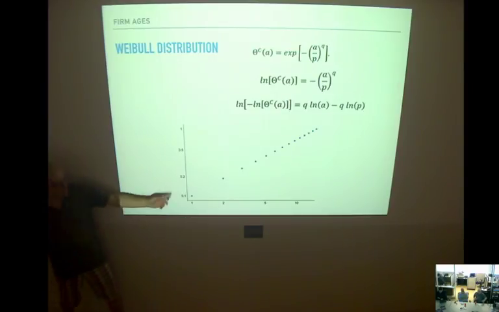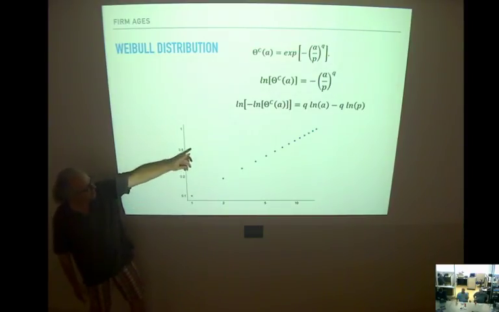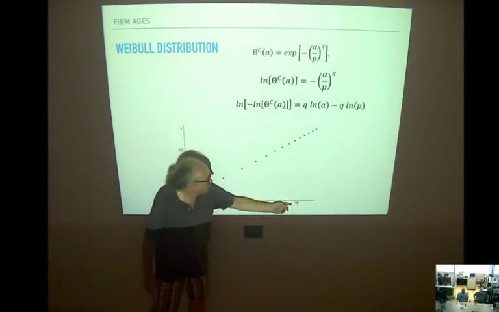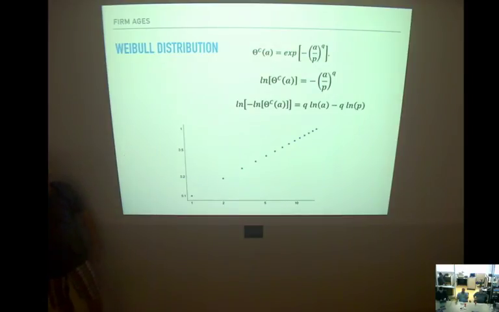Okay. And this plot's not labeled. This is log of age, and this is just that doubly log transform, which has no natural interpretation. Okay, so we're going to explore this and go into details on it.